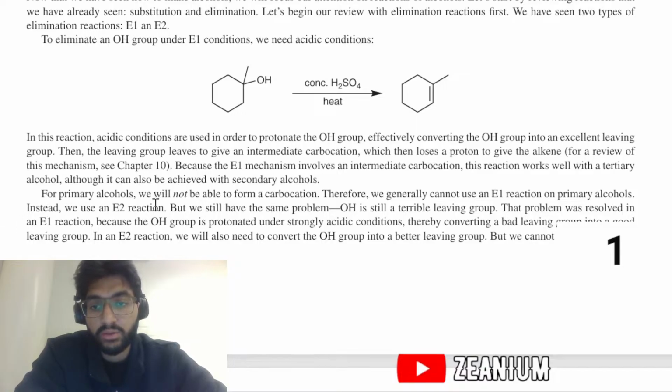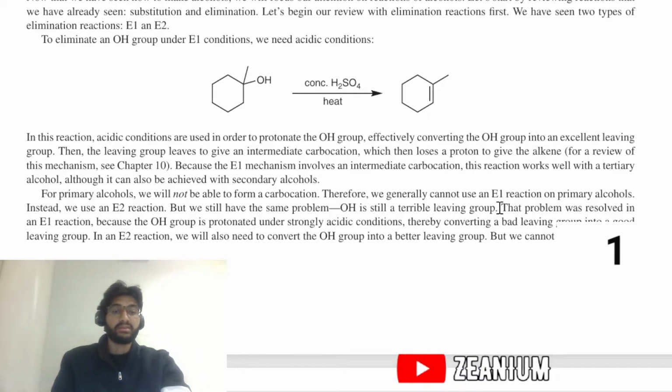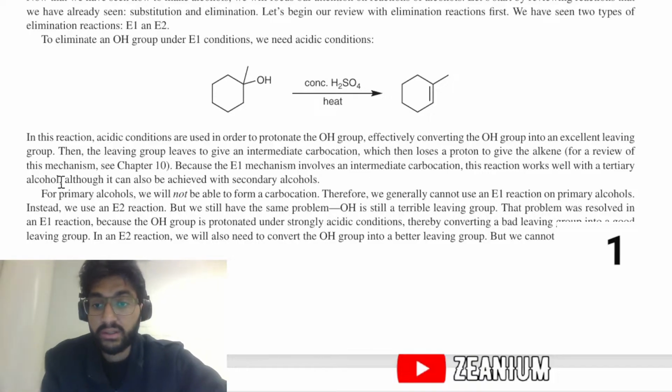For primary alcohols, we will not be able to form a carbocation. Therefore, we generally cannot use an E1 reaction on primary alcohols. Instead, we will use an E2 reaction, but we will still have the same problem. OH is still a terrible leaving group. That problem was resolved in an E1 reaction because the OH group is protonated under strongly acidic conditions, thereby converting a bad leaving group into a good leaving group.